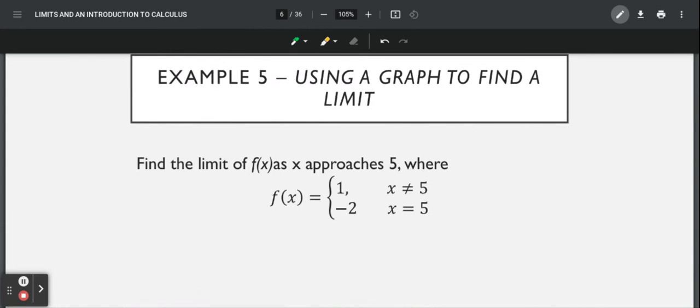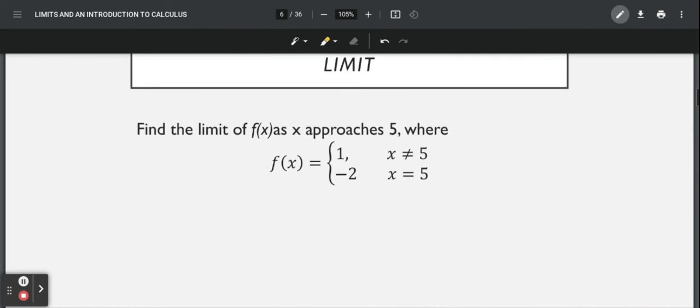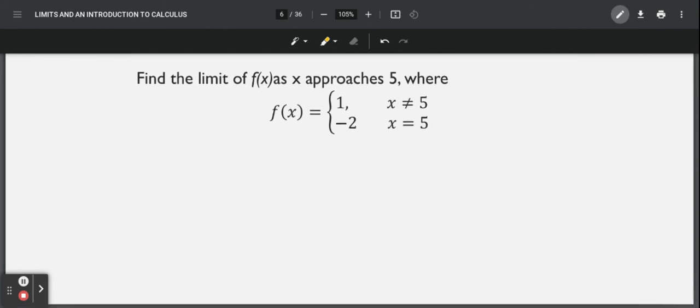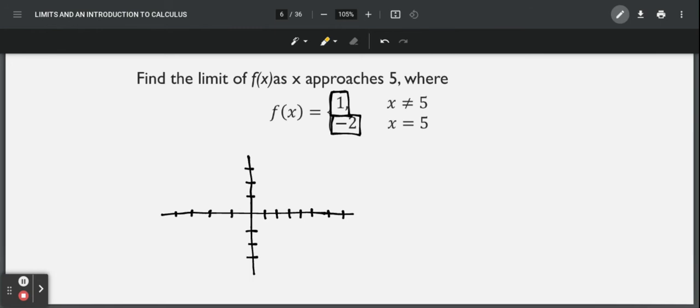So let's use a graph to find the limit here. What we're going to do is graph this, and your calculator is probably not going to help you a whole lot because this is a piecewise function. So when we're graphing this, again, remember these are your y values. So y equals 1 and y equals -2. But y equals 1 when x does not equal 5. And then y equals -2 only when x is 5. So what we can pull from here is that we have the point (5, -2). There's just that one instance when y is going to be -2.